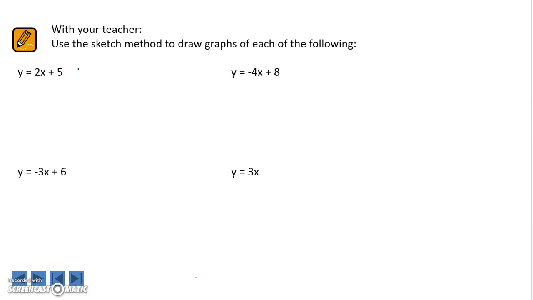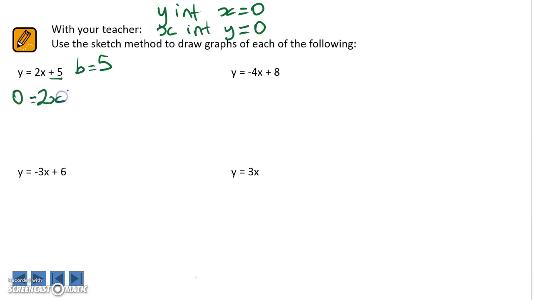If it goes through the y-intercept, then that is when x equals 0. So if we look in here and we make x equal 0, 2 times 0 is 0, 0 plus 5, and there is our y-intercept of 5. To work out where it crosses our x-axis, this is when y equals 0. So to get our other point, we must make y equal to 0.